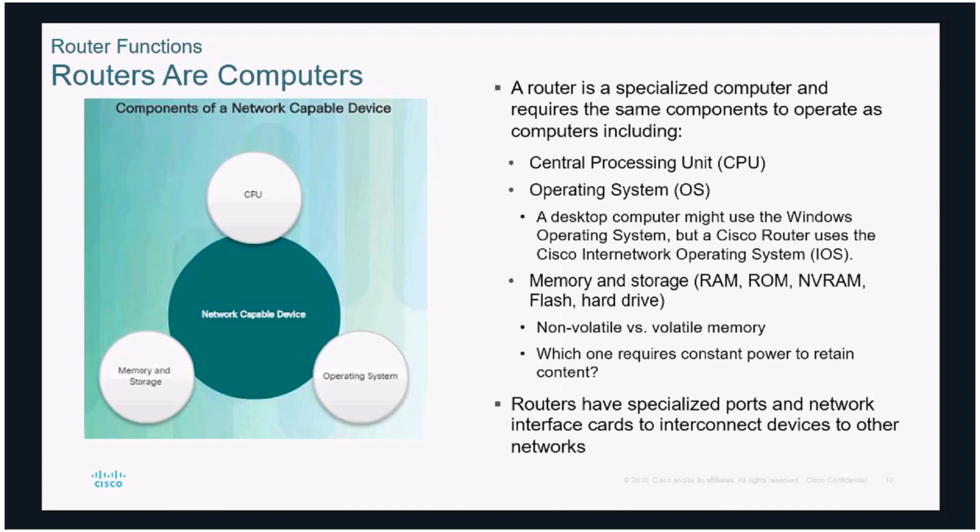So the question asks, which one requires constant power to retain content? The power on the NVRAM is always a certain charge of power going through the NVRAM to keep that content alive. So it's the former. Now also routers have specialized ports and interface cards.